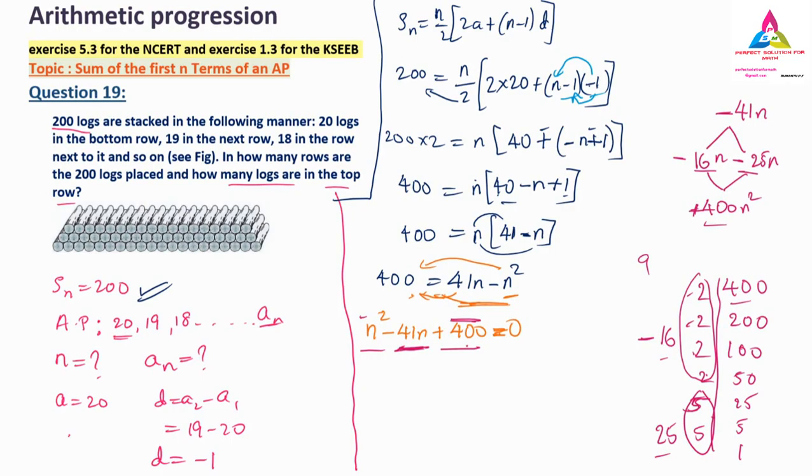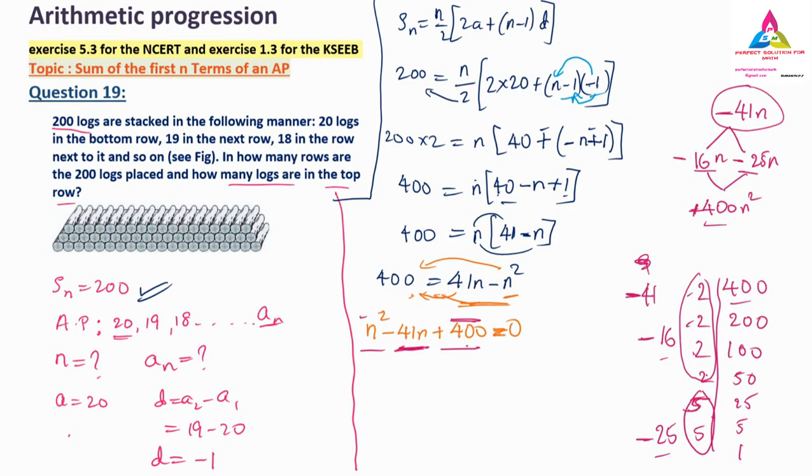So this is not only one negative. Both are negative, so we must get the negative sign. Both are the same sign, so we have to add them. 25 plus 16 is nothing but 41. So the two splitting terms are nothing but minus 16 and minus 25. If we add them together, we get minus 41n.